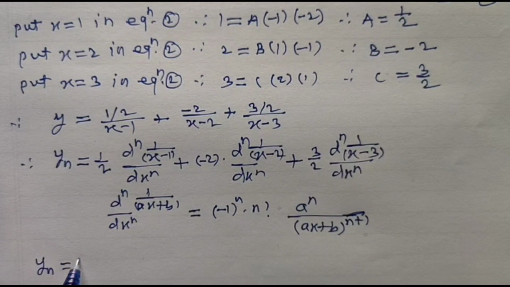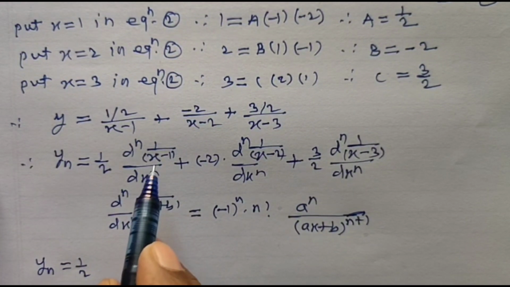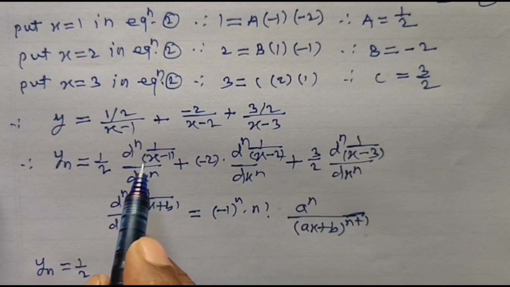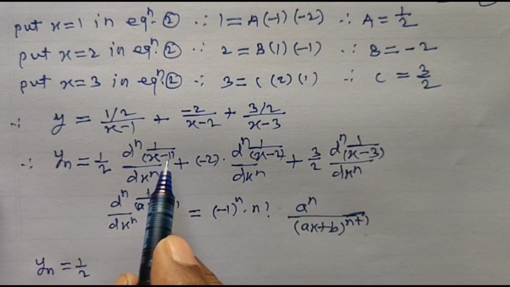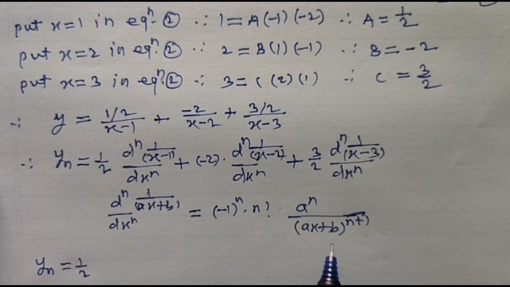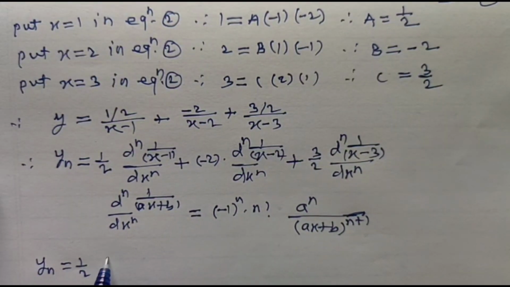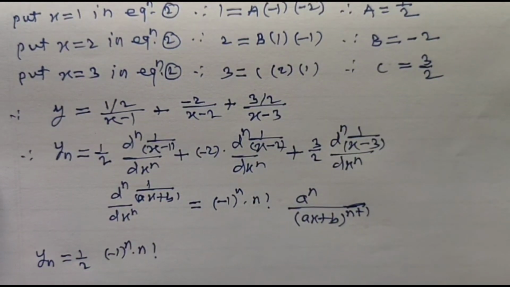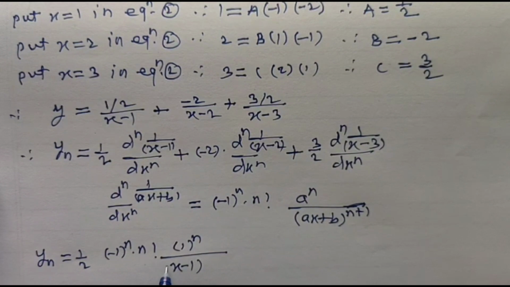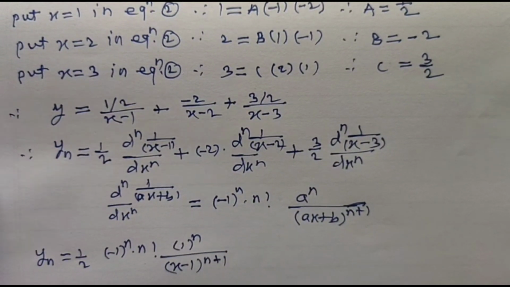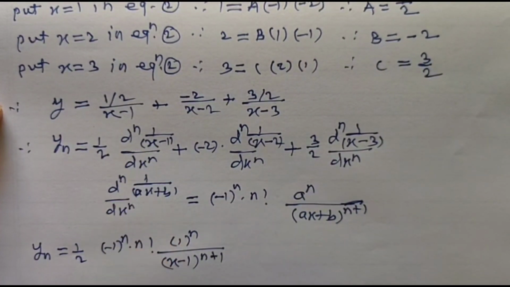yn is equal to 1 upon 2. Now the nth derivative of 1 upon x minus 1. The coefficient of x is 1, that is a, and the constant term is minus 1, that is b. Put here, then minus 1 to the power n into n factorial as it is. Then a to the power n, a is the coefficient of x, that is 1, 1 to the power n, divided by ax plus b, meaning this polynomial x minus 1, to the power n plus 1. Okay, this is the nth derivative of this one.